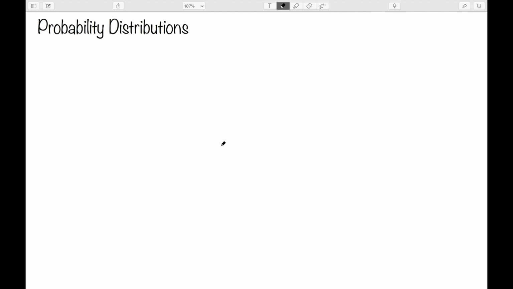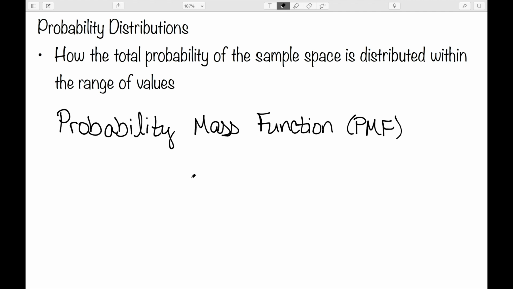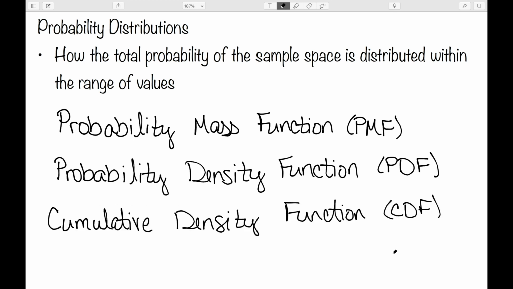In this video, I want to talk about the basics of probability distributions and random variables. A probability distribution is how the total probability of the sample space is distributed within the range of possible values. One way to do a probability distribution is through the probability mass function, or PMF, that we had talked about previously. We also have a probability density function, or PDF, as well as a cumulative density function, or CDF, and both of these will be defined later.